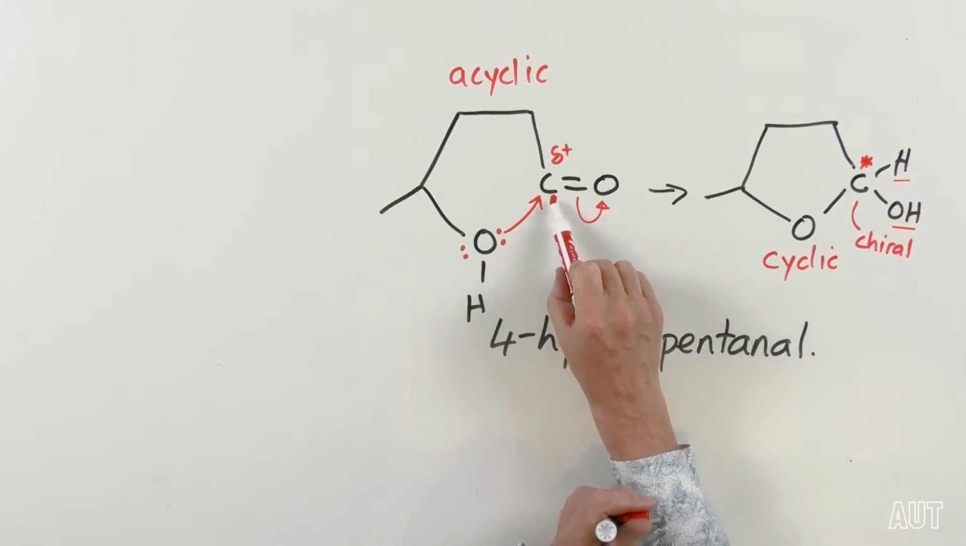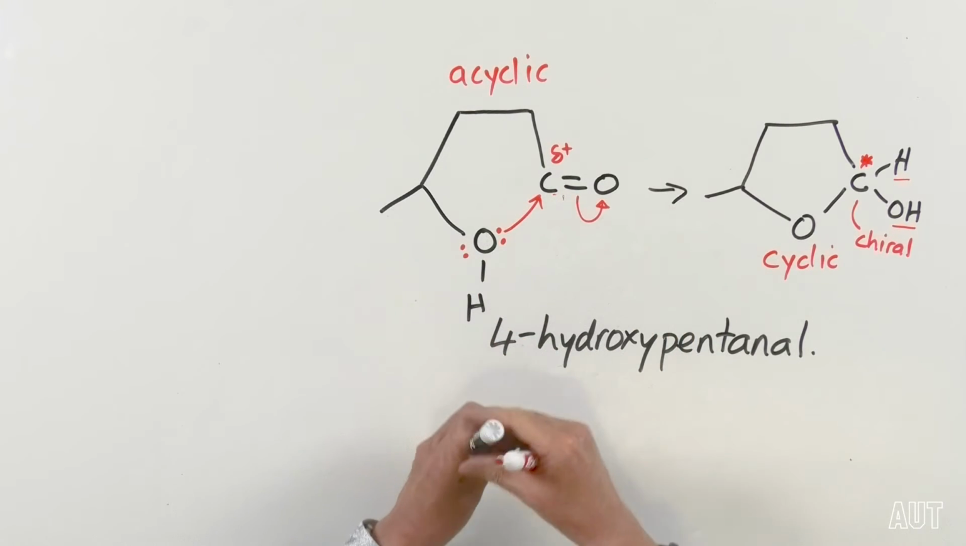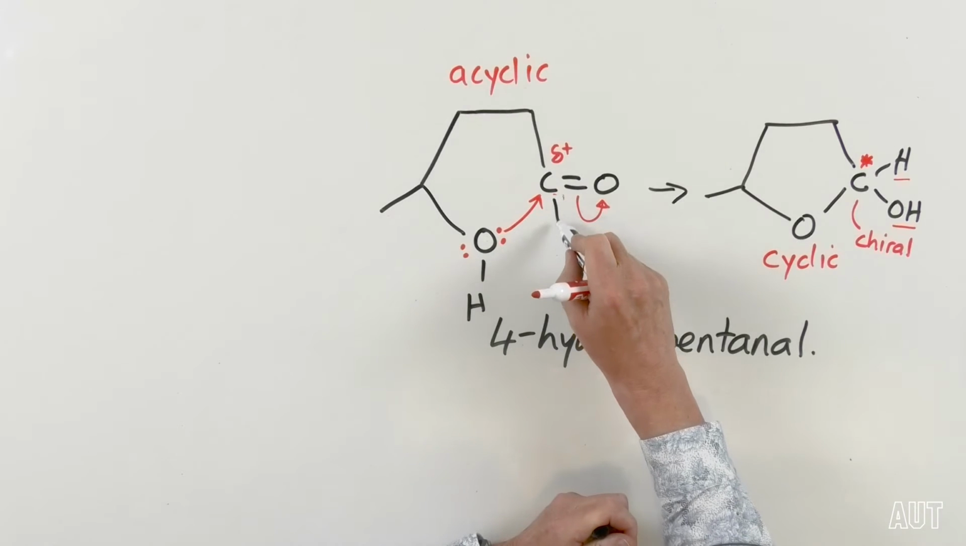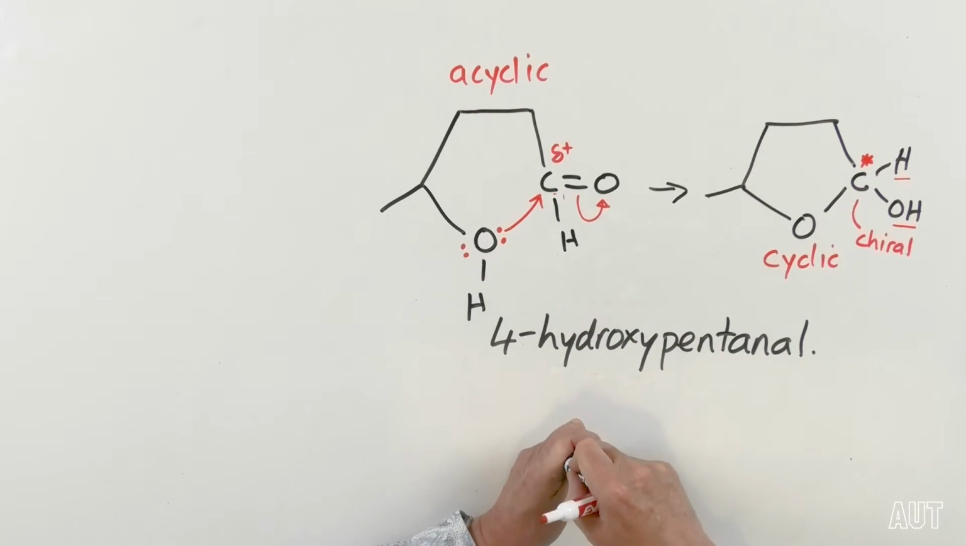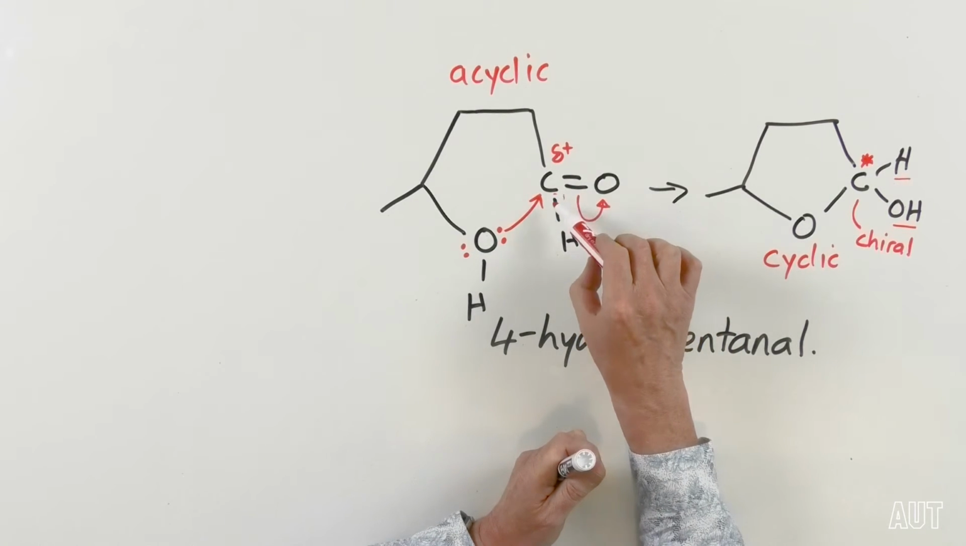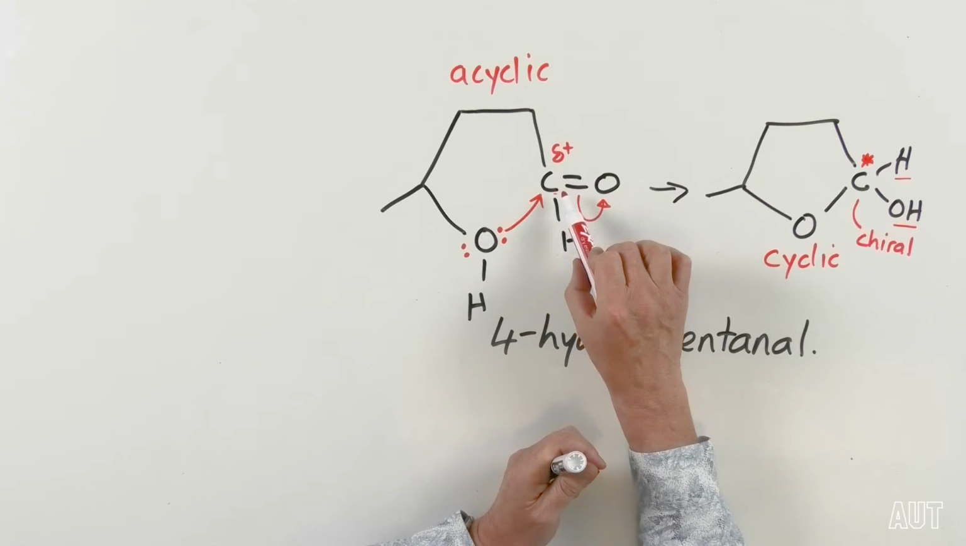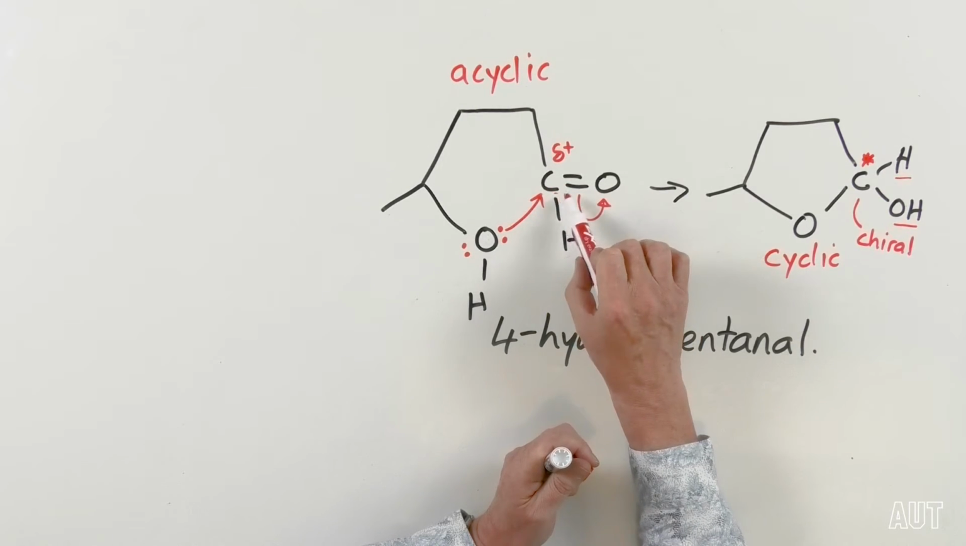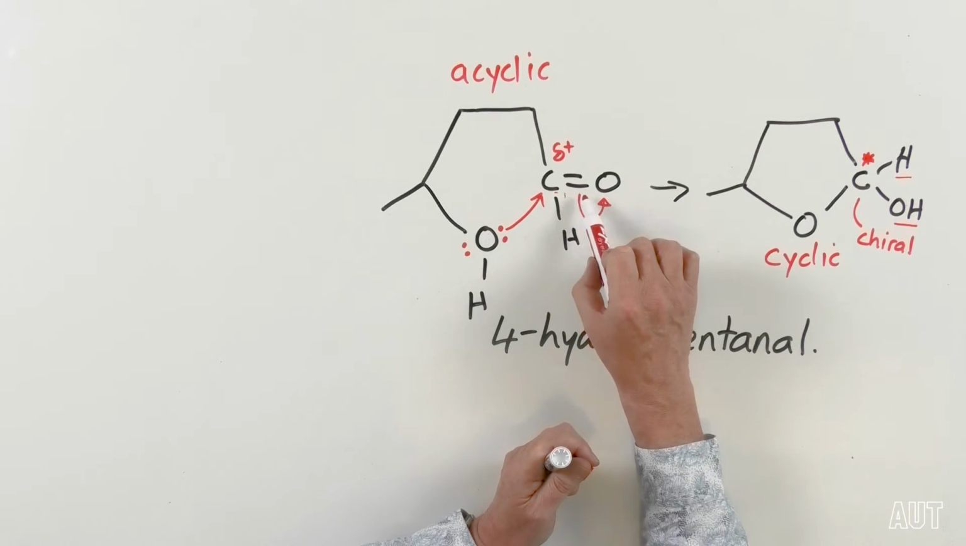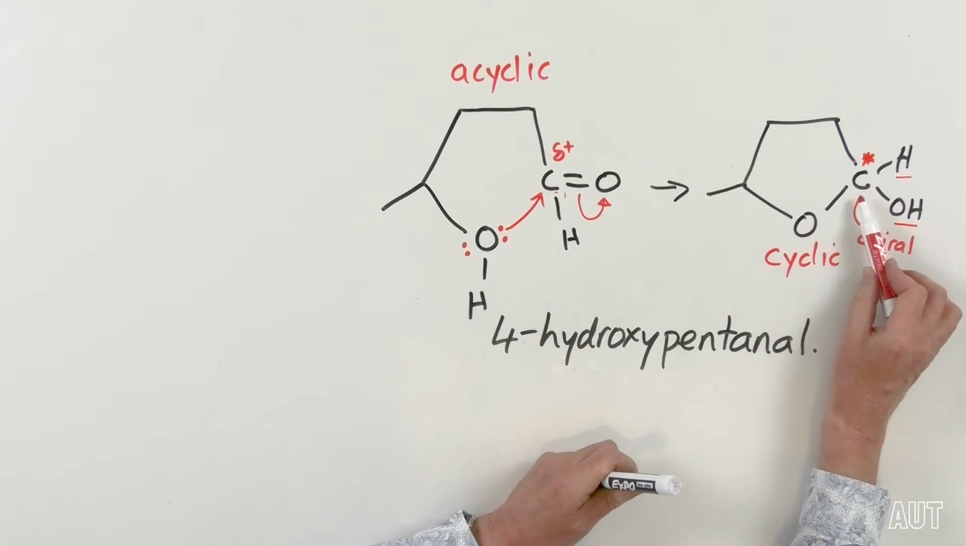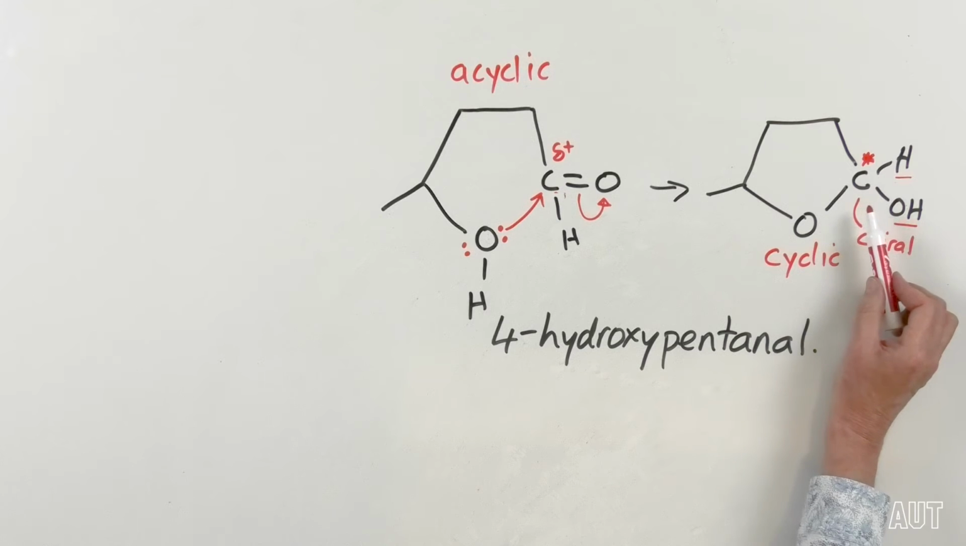This carbon to start off with, let's put the hydrogen in there as well, because remember that's an aldehyde. So this carbon here originally was achiral. It only had 3 groups around it because it had that double bond. But now we break that double bond, we bond in this oxygen, and now we've got a chiral carbon. We've made a stereocenter in making this cyclic molecule.